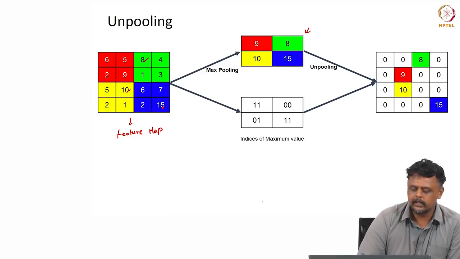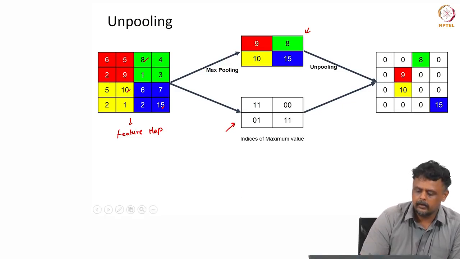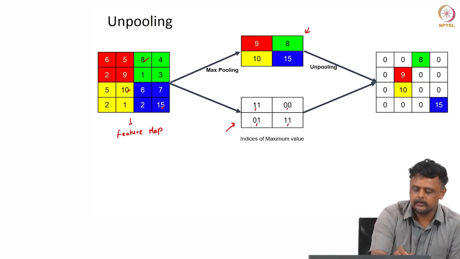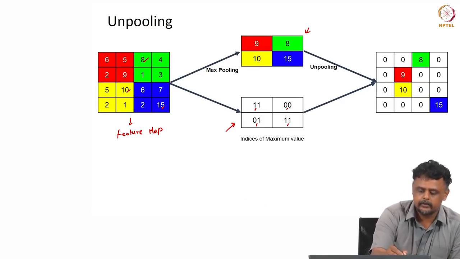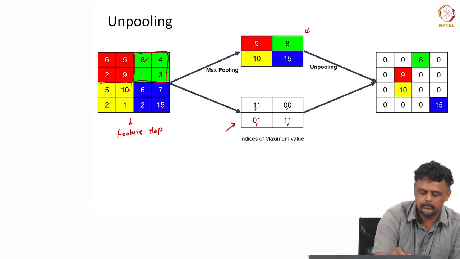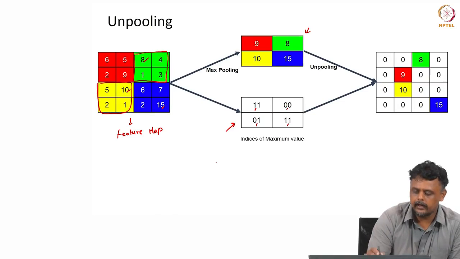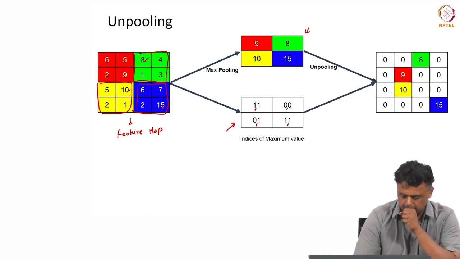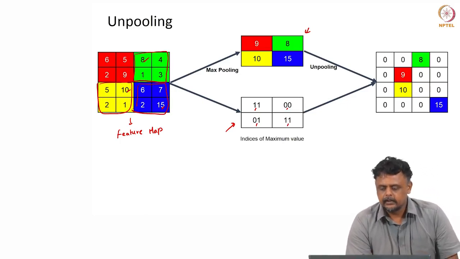However, while doing that, we also keep track of the indices. So if you raster it, for instance 9 would be 1, 1 in each of the sub blocks. So for instance here this is 1, 1 in this 2x2 matrix, this is 0, 0 in this 2x2 matrix, and 10 is 0, 1 in this 2x2 matrix, and 15 is 1, 1 in this 2x2 matrix. Okay. So if you keep track of these indices, now we come to the unpooling layer.